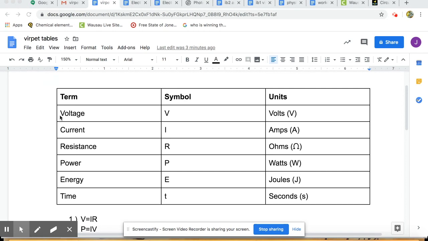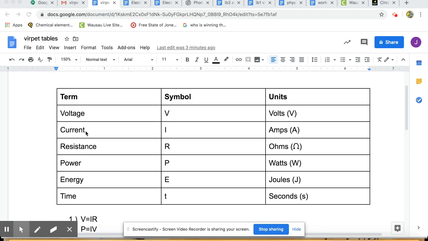So, let's talk about the first term, voltage. The term voltage represents the amount of energy that each charge experiences in the circuit. Things that provide voltage are batteries and outlets. The symbol for voltage is V, and the units are volts, which is also abbreviated as V.